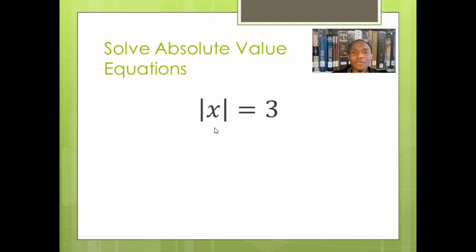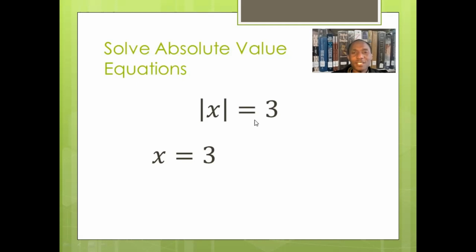Now, if we take the absolute value of a number, the result is always going to be the positive version of that number. So if we consider that we're taking the absolute value of a number which is x and that the result is 3, there are two possible solutions. The first one is x is equal to 3. Because if we take the absolute value of 3, we get 3.